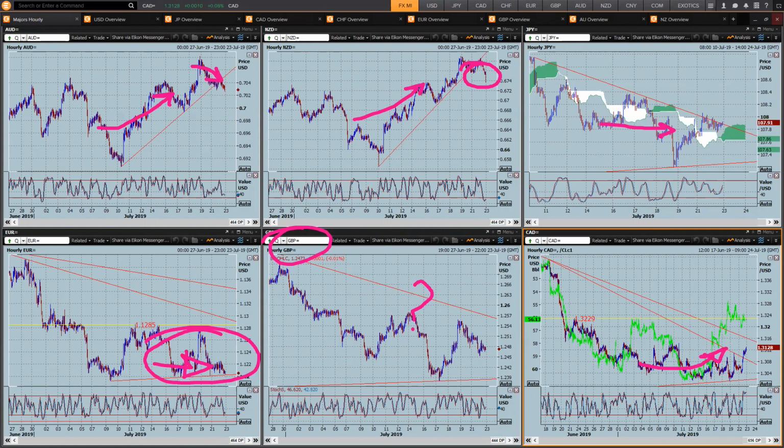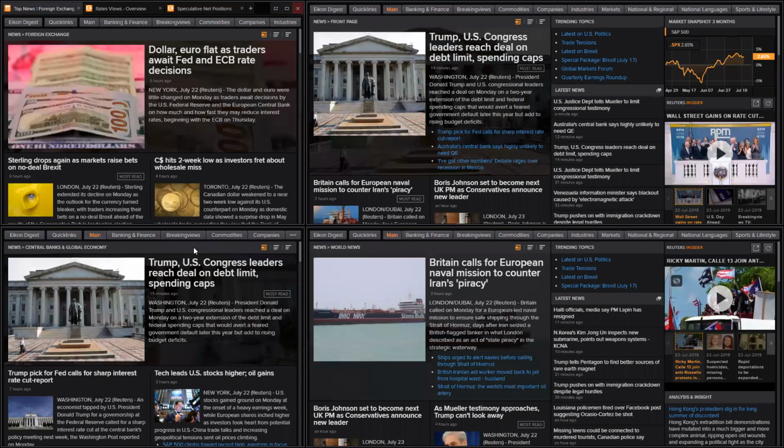Now, if I just give you a look at the news, this is where you have to understand there's a convoluted mix of data here. This is the easiest one to understand. Dollar, euro flat as traders await Fed and ECB rate decisions. Fed's next week. The ECB is Thursday. That's going to be obviously very important.